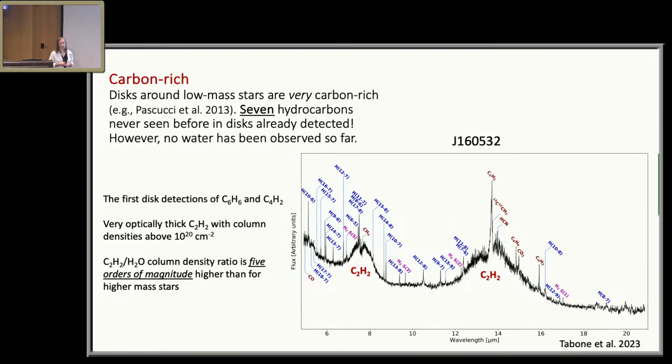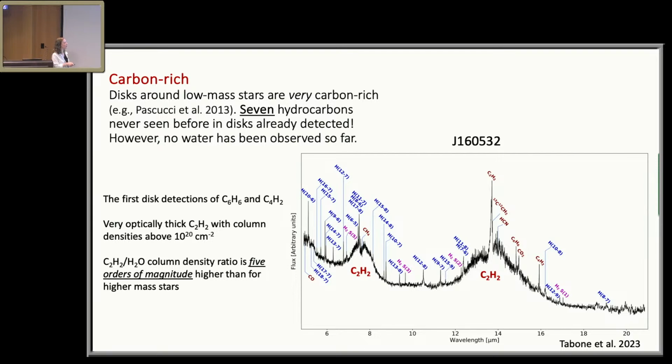And then we come to our carbon-rich disks. These are really interesting to me, and I hope that I can convince you of this as well. So we knew from Spitzer that disks around very low mass stars were very carbon-rich. So that was known before, and now I think we're probing that in an even greater sense. So I'm showing here the spectrum from J160532, presented in this paper by Benoit Tabone earlier this year. So this is a very odd spectrum.